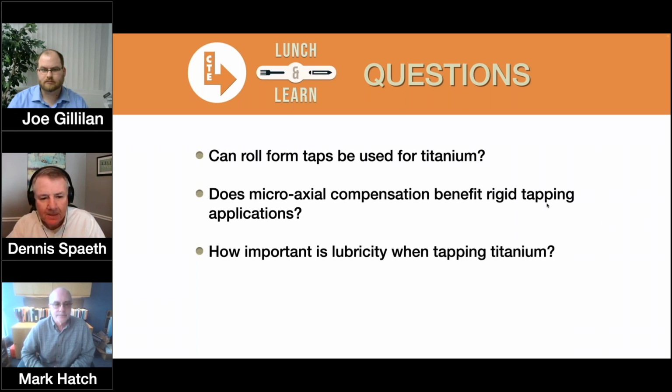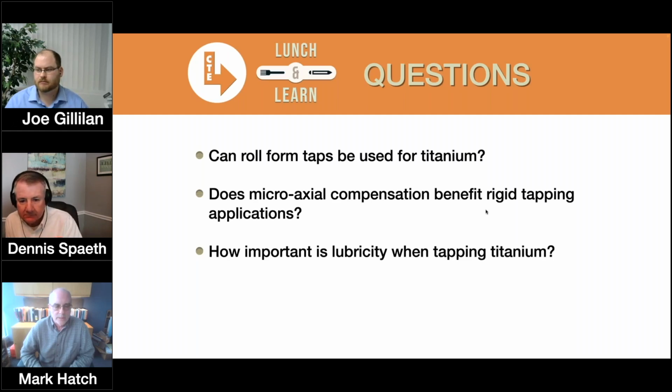Okay. Third question there is about the importance of lubricity when tapping titanium. Mark or Joe? Yeah, I'll touch on that real quickly.